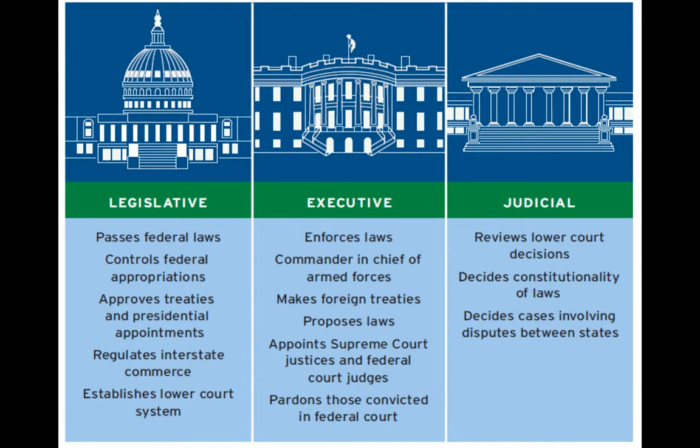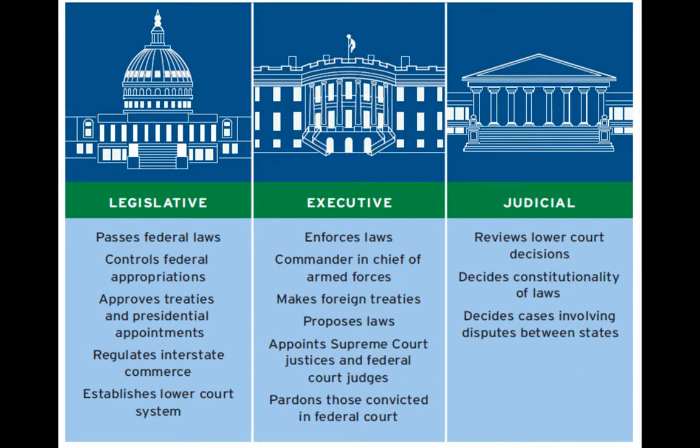The chief executive, the president, his job is to enforce the laws that are passed by the legislative branch. He's also considered the commander-in-chief. He gets to make treaties that the legislative branch will approve. He can propose some laws, and then the legislative branch comes along and formulates those. He has appointment power when it comes to federal judges, and he has the power to pardon individuals who are convicted in federal court. And the judicial branch has the power of judicial review, where they look at lower court decisions to see if they're constitutional or if they upheld the Constitution.